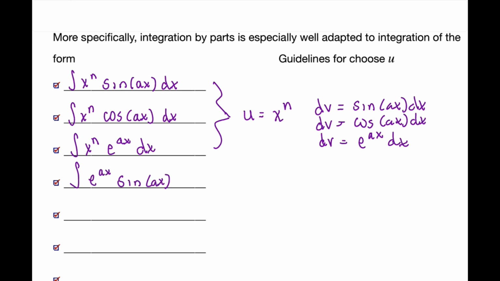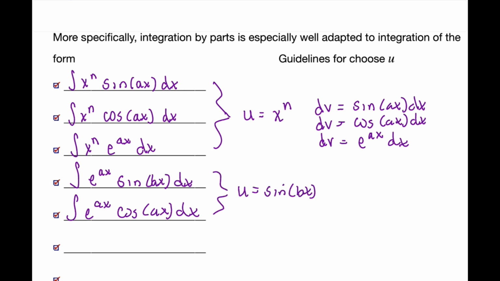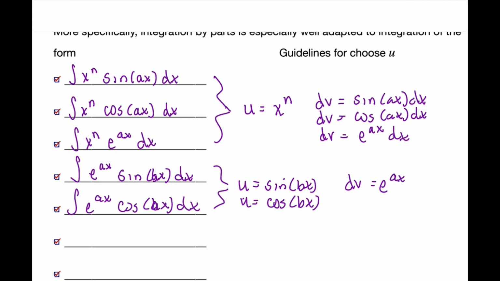For example, let's say we have e to the ax times sine of bx dx, or e to the ax times cosine of bx dx. In these two cases, you're going to let your u be the trig function. So u will be sine of bx or cosine of bx, and your dv will be e to the ax dx.